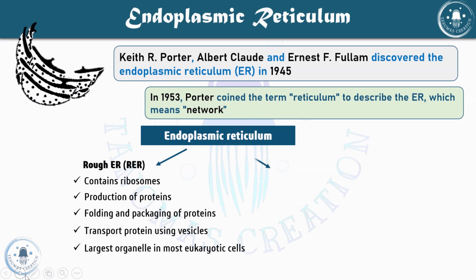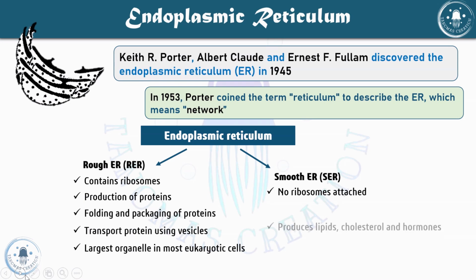So now coming to the smooth endoplasmic reticulum. Since rough endoplasmic reticulum contains the ribosome, smooth doesn't have the ribosome. That is why they are smooth, right? So smooth ER doesn't have ribosome. Since it doesn't have ribosome, one might think that smooth ER doesn't have much function to do. But that is not the case.